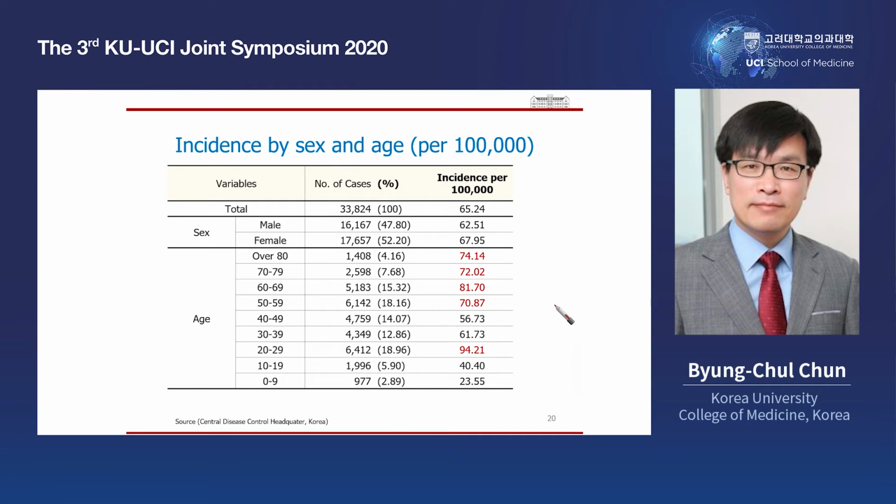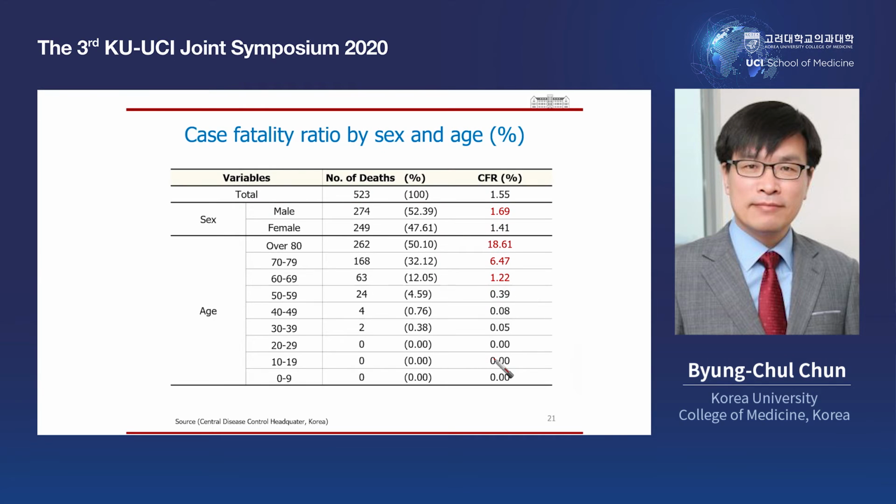The incidence is slightly higher in female than male, and by age group, those over 50 years old have a higher incidence than other ages except the 20s, which has the highest incidence in Korea. The case fatality ratio is highest in the 80s, and it abruptly increases over 60 years of age.